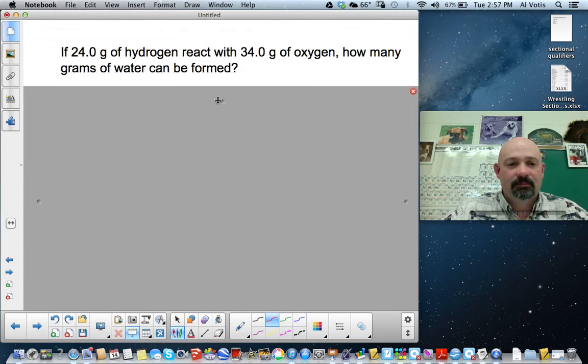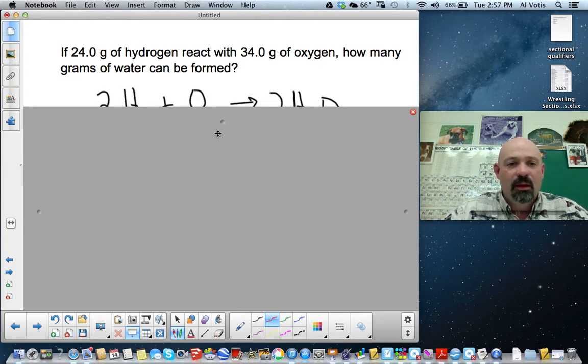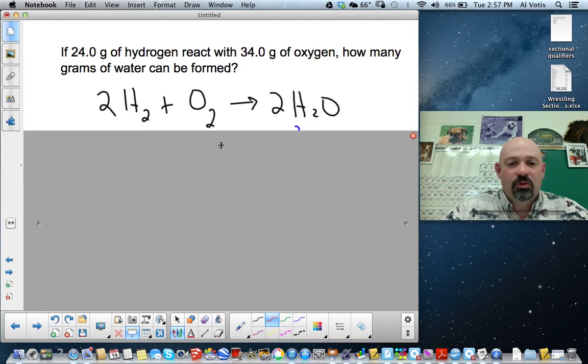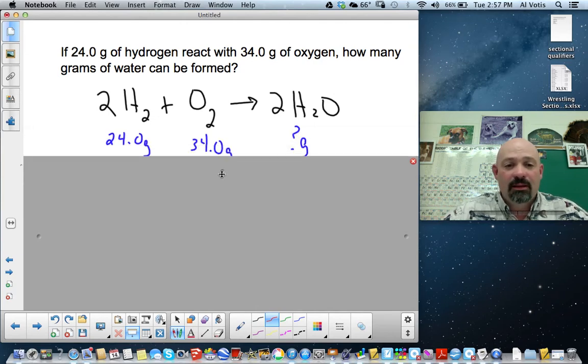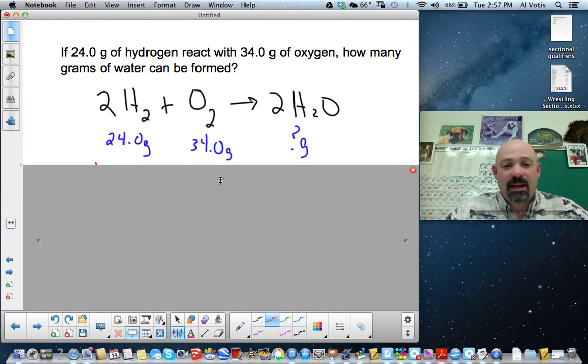So here's an example. If 24 grams of hydrogen react with 34 grams of oxygen, how much water could we form? And the balanced equation is 2H2 plus O2 gives 2H2O. Now, if I do like we did before and I put my values in my reaction, they're going to tell me what I have, what's given, and what I'm looking for. And that will look like this. Notice this tells me, hey, look at that. I have both reactants. I have hydrogen and I have oxygen. I have 2 values. Which one do I use to find the water? The question is, we have to determine that because that tells us limiting reactant problem.